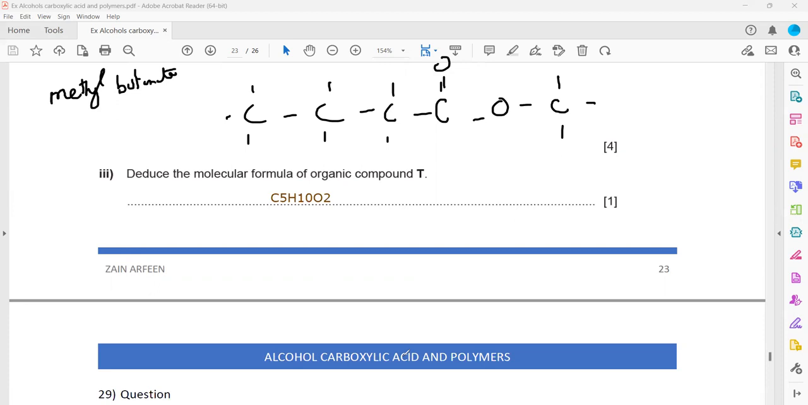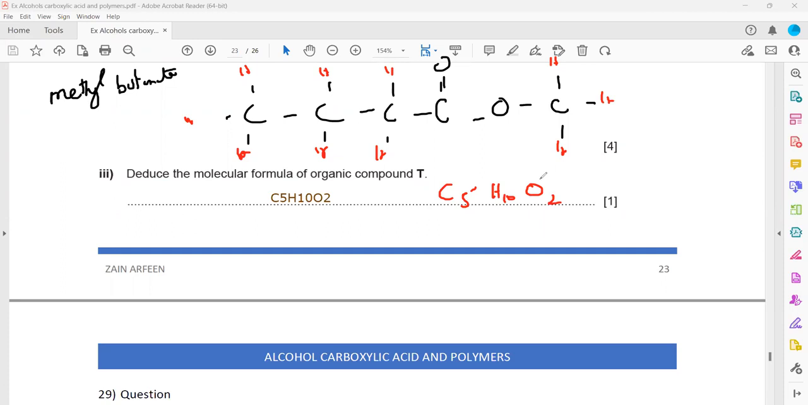You will say it like this, because you don't need the structure. You have to find how many carbon and hydrogen atoms are there. This is a structure of methyl butanoate. So I have 1, 2, 3, 4, 5. So I'll write C5. How many hydrogen are there? 3, 4, 5, 6, 7, 8, 9, 10. So H10. And how many oxygen are there? O2.